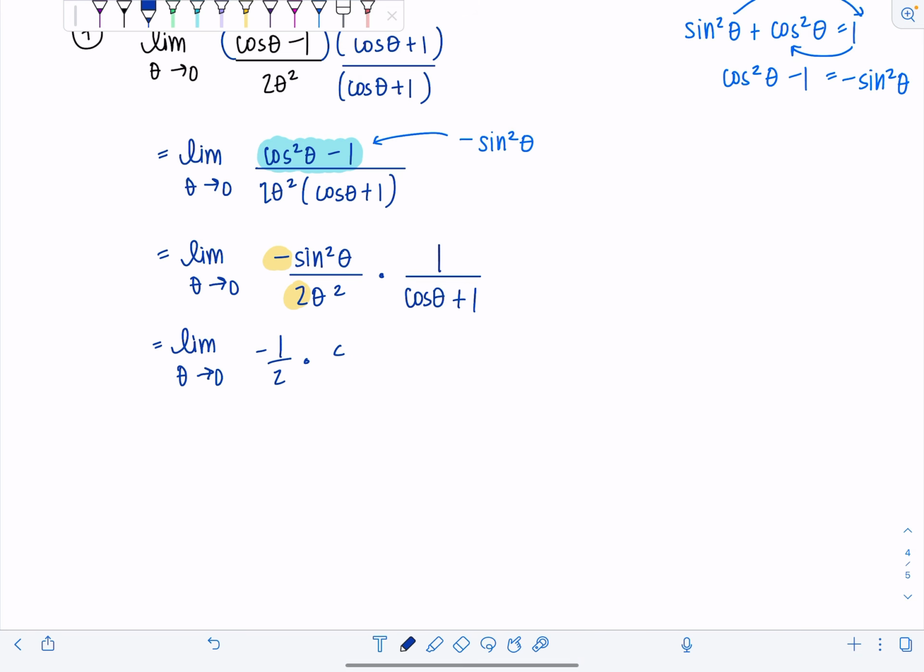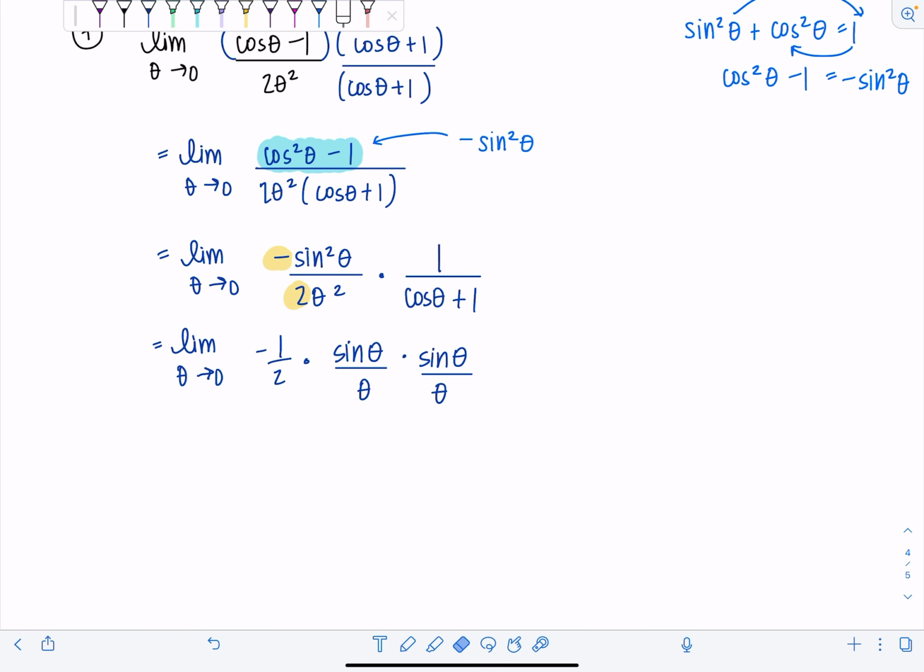Sine squared theta, that's just sine theta times sine theta. And theta squared is theta times theta. All right, you also could just have written this as sine of theta over theta squared. Same thing, right? Either way, both of those are going to 1. 1 times 1 is still 1. So that is taken care of.